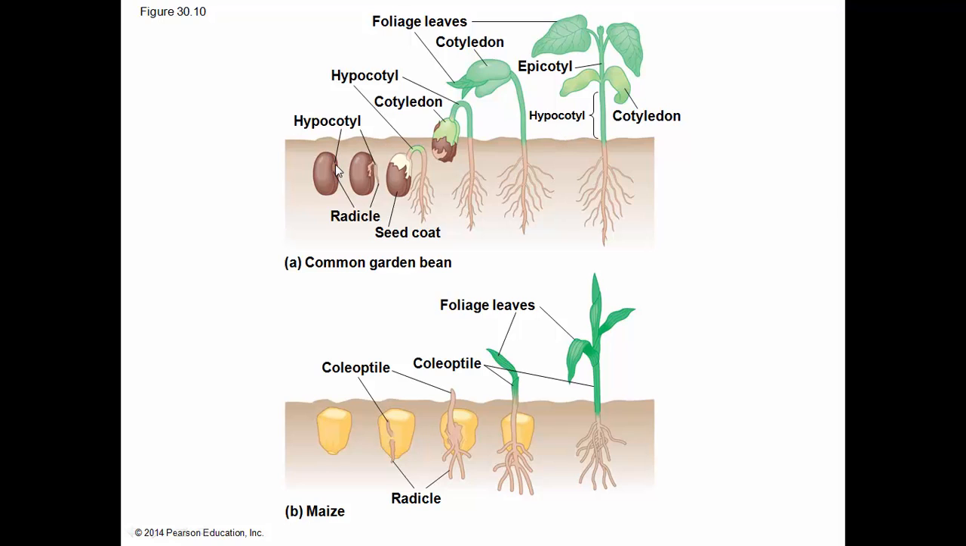Okay, so the hypocotyl, the radicle. The radicle is where it starts growing out. The hypocotyl is kind of like the bend in the plant, and then it pushes up and pulls out the cotyledons, and then it grows. The hypocotyl becomes the main stem of the plant.